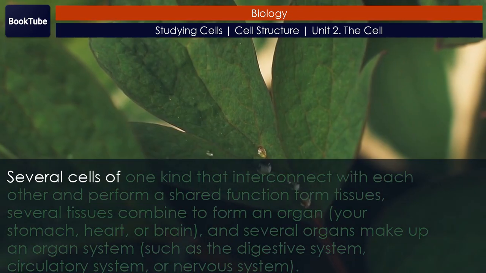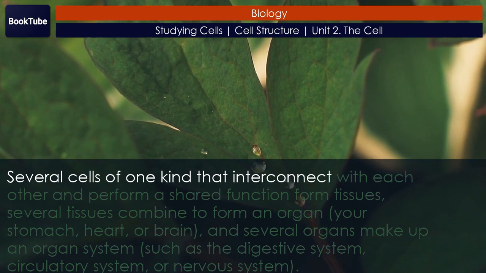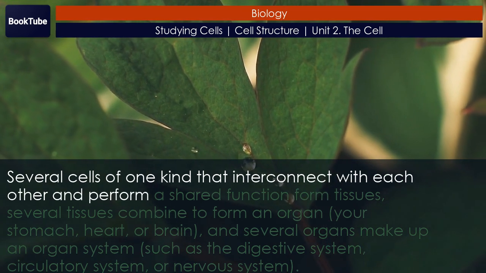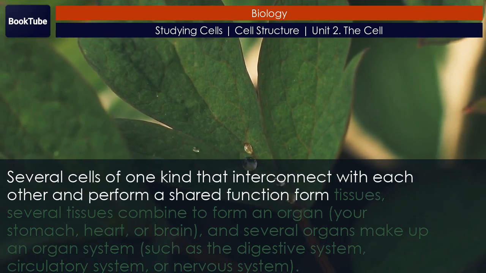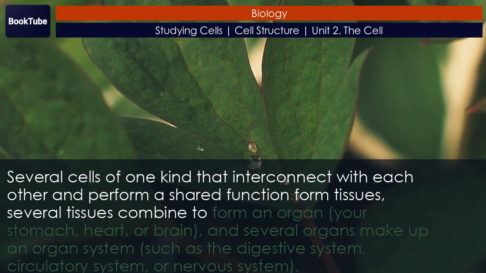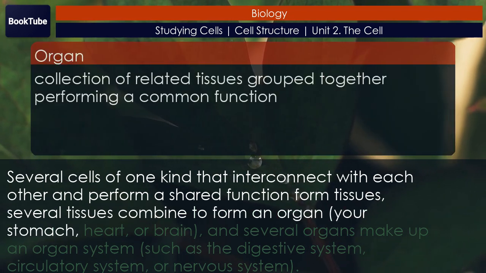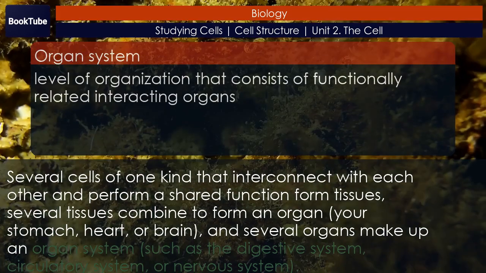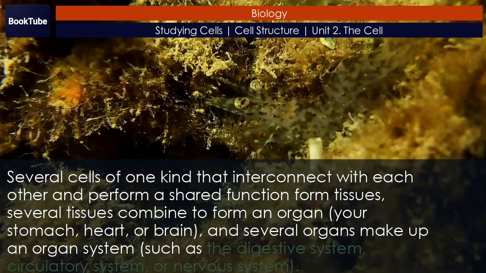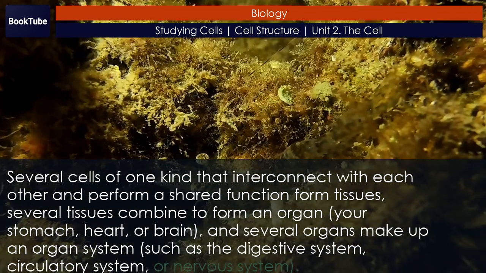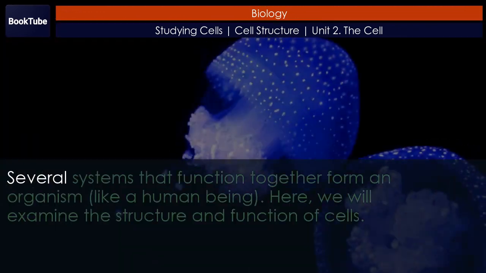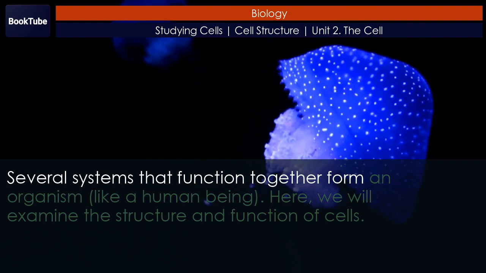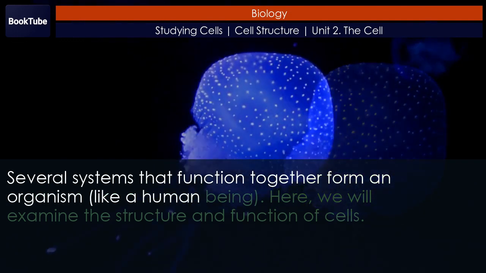Several cells of one kind that interconnect with each other and perform a shared function form tissues. Several tissues combine to form an organ: your stomach, heart, or brain. And several organs make up an organ system, such as the digestive system, circulatory system, or nervous system. Several systems that function together form an organism, like a human being.